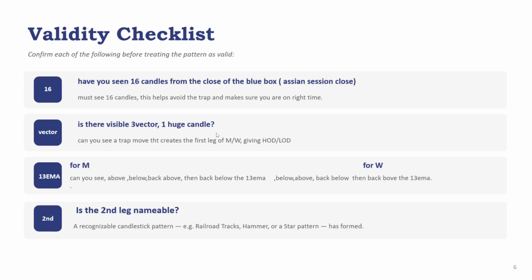So, checklist for entry. This is the very first thing you're supposed to do before even considering whether to take a buy or a sell.